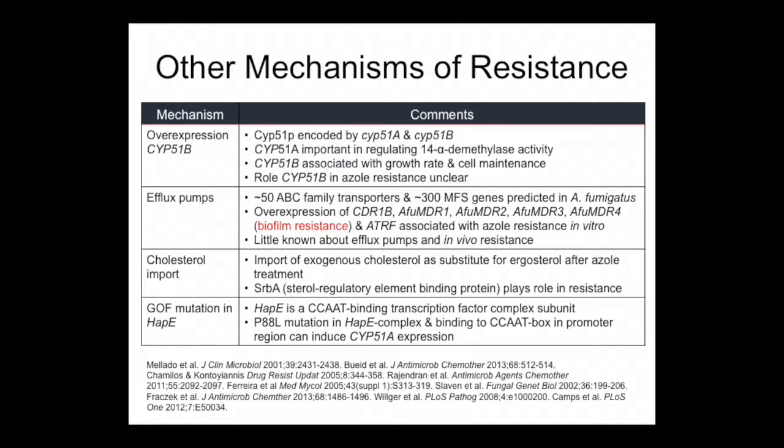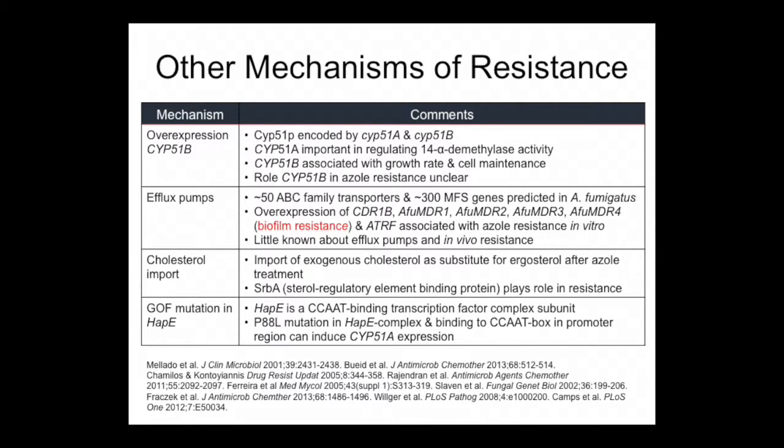Efflux pumps have also been proposed, similar to what we see in Candida species. In Aspergillus fumigatus, there are about 50 ATP binding cassette family transporters and 300 major facilitator genes predicted. In laboratory settings, we know that overexpression of several of these, including one associated with biofilm resistance in Aspergillus fumigatus, can lead to azole resistance, at least in vitro. Another mechanism that's been proposed is cholesterol import. Aspergillus fumigatus can apparently import exogenous cholesterol to replace the ergosterol. Since we're inhibiting the biosynthesis of ergosterol with the azoles, it can import exogenous cholesterol and use that to replace it in its cell membrane.